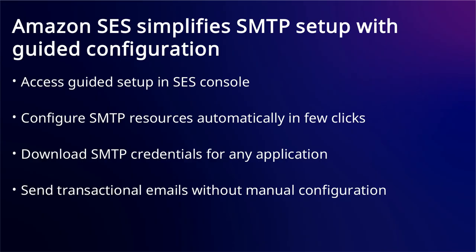You can access the guided setup through the SES console, which automatically configures all necessary SMTP resources in just a few clicks. The setup provides you with a working SMTP endpoint and downloadable credentials that you can immediately integrate into any application or framework supporting SMTP. This eliminates manual configuration work and gives you a fast path to production-ready email sending. The feature is available in all AWS regions where SES operates.